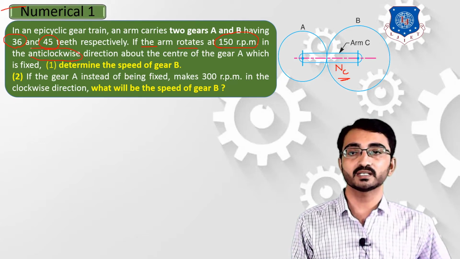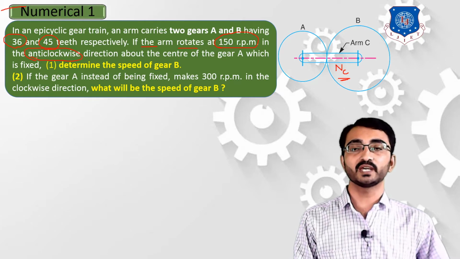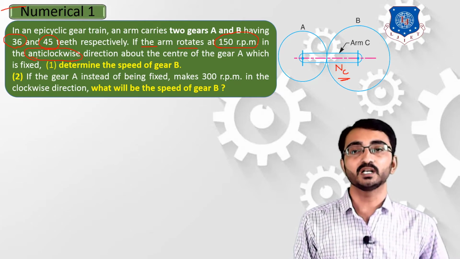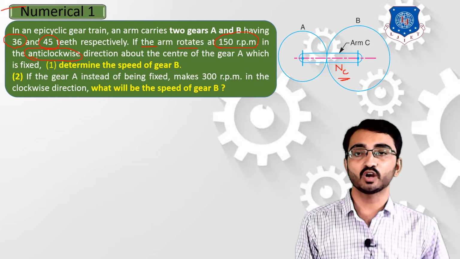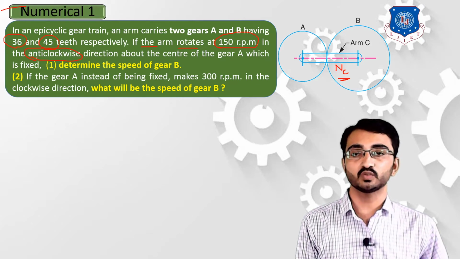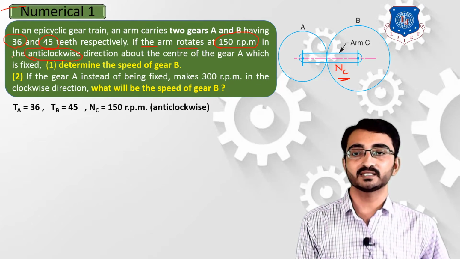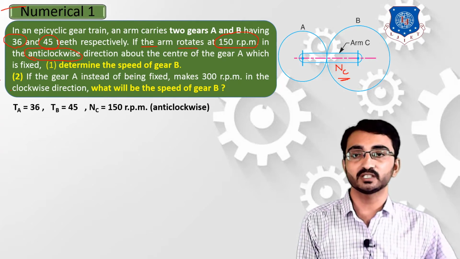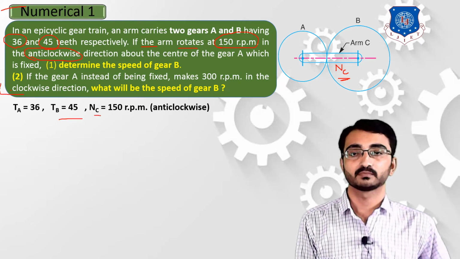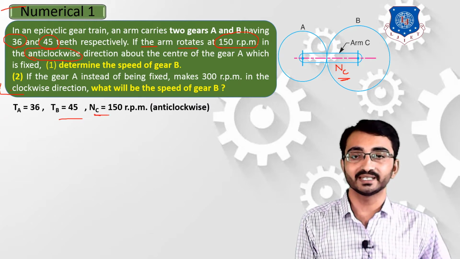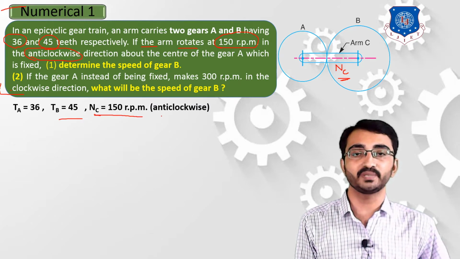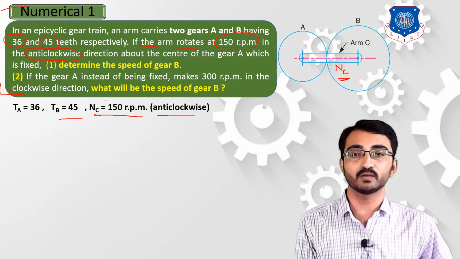Now remember this direction also. We have learned that in this chapter we will always consider anti-clockwise as positive. So we can simplify this data: number of teeth on gear A is 36, number of teeth on gear B is 45, and speed of arm C, that is NC, is equal to 150 RPM anti-clockwise. That's why we have considered the positive sign over here.